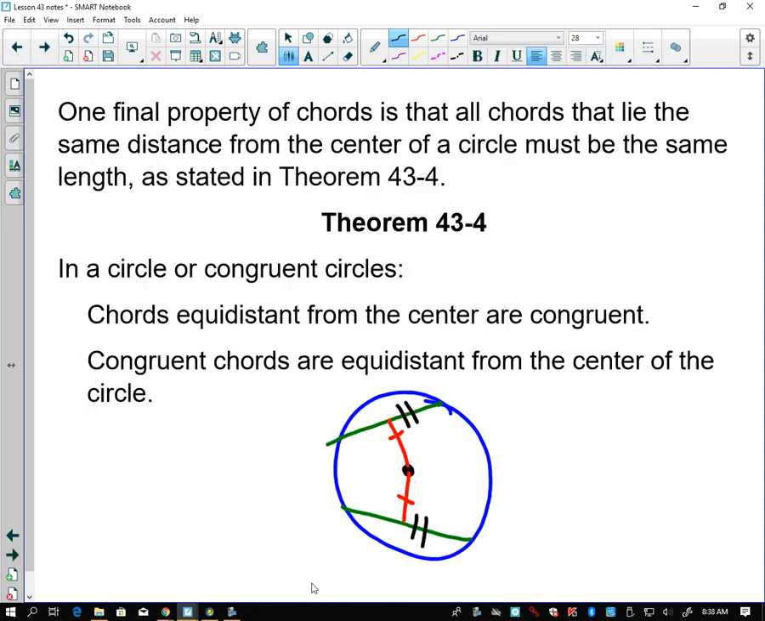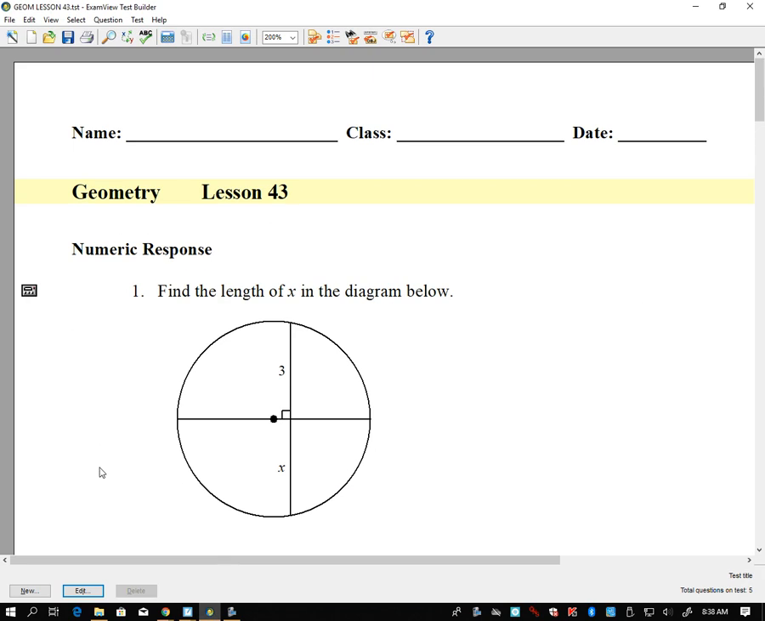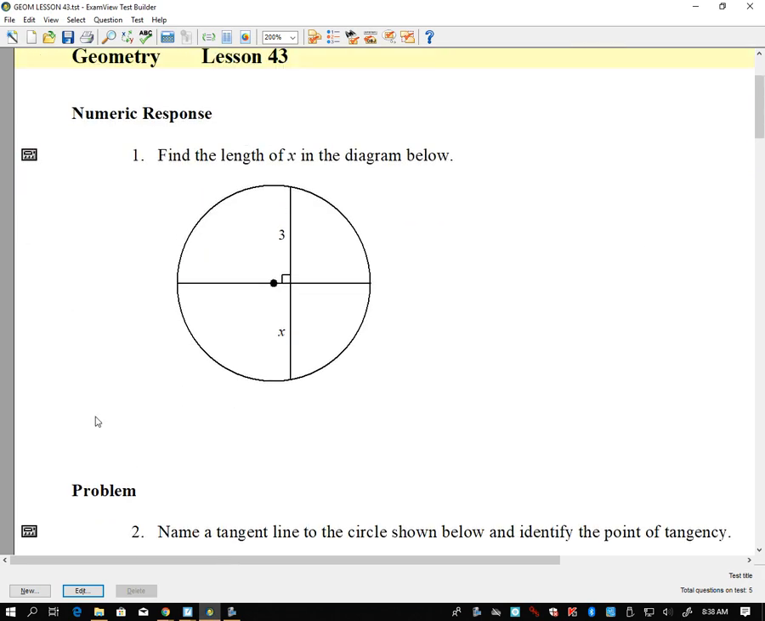Okay? That's it for some of that. Let's see what we can find here. We'll do a couple of these, and then we'll go to some of the stuff that's in your book for lesson 43. We want to find the length of x in the diagram. All right, so this blue line. Well, it's not letting me draw on it.